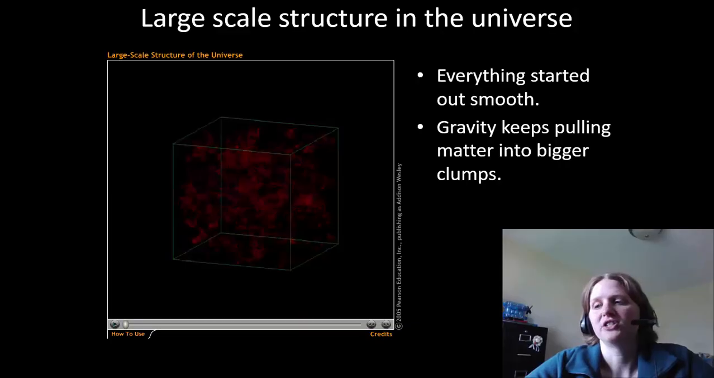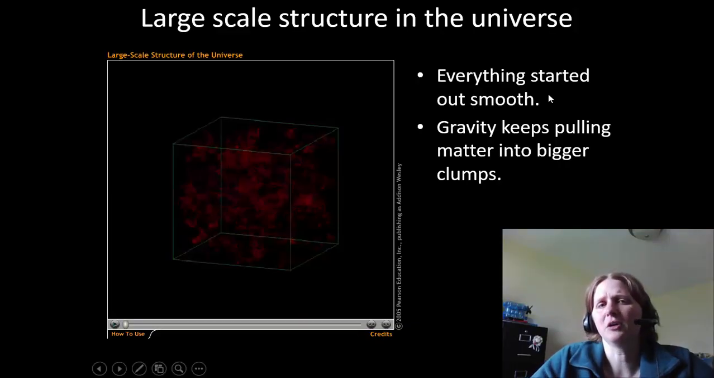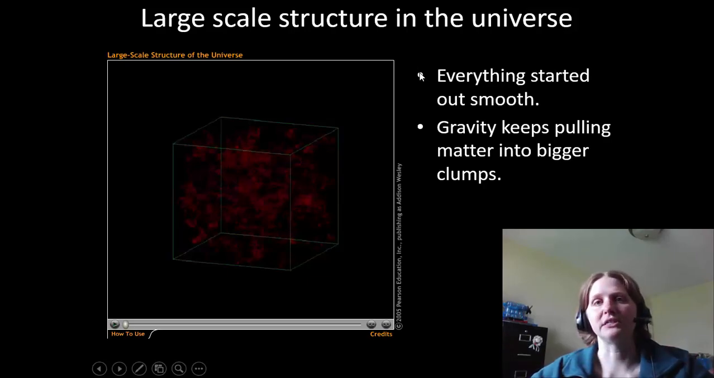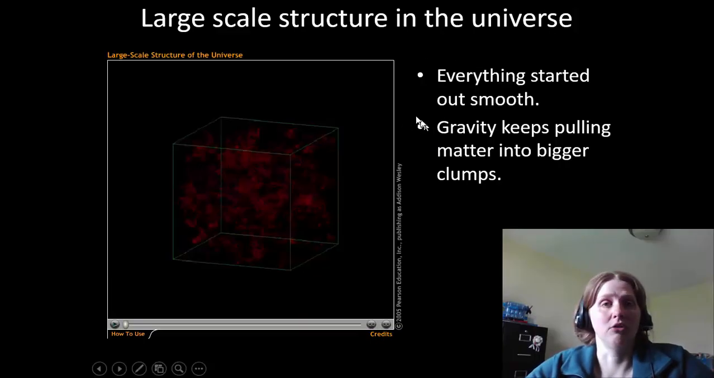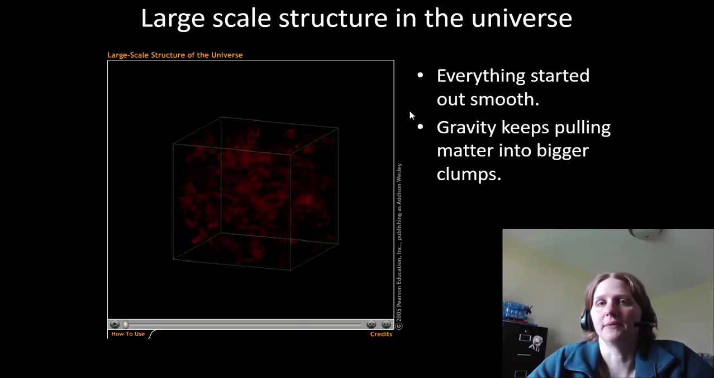So in order to understand how galaxies formed, we also look at the large-scale structure in the universe. And when we look backwards in time, we notice that things were much smoother. The galaxies were distributed more smoothly. We look even further back, we can see gas distributed very smoothly. And then over time, what's happened is the universe has gotten clumpier because of gravity.